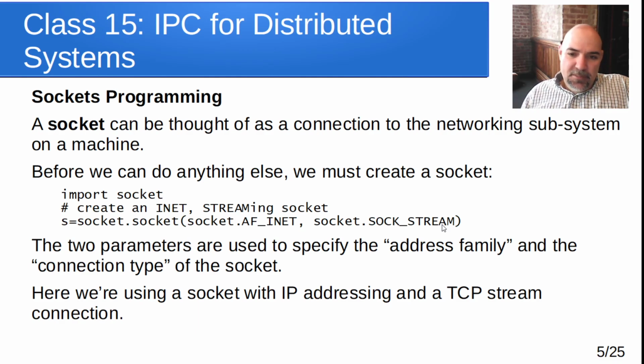Now there's also SOCK_DGRAM, which sends things as individual packets rather than a stream that's like a pipe. So the two parameters specify the address family and the connection type. And here we're going to use socket with internet or IP addressing and a TCP stream, SOCK_STREAM. You open the connection, you can feed data in, and when you're done you close it. Very much like a pipe, but a pipe where the two ends can be on different machines.